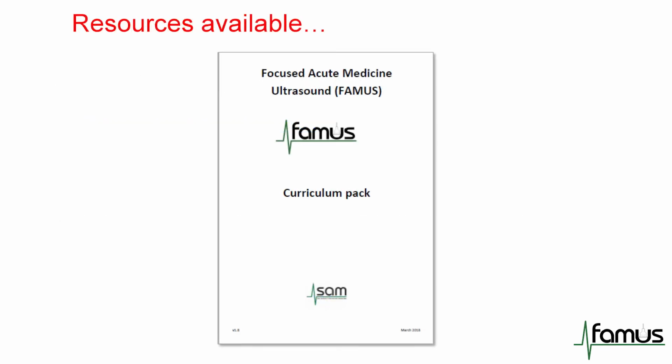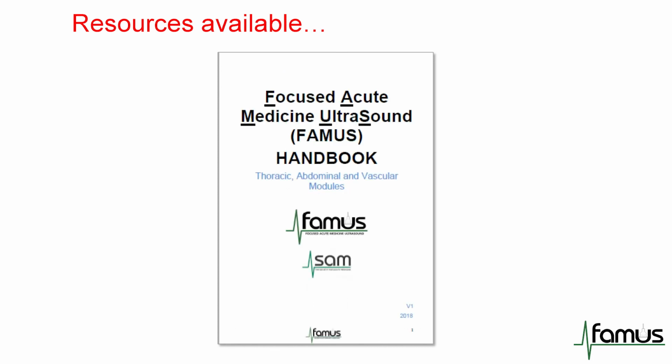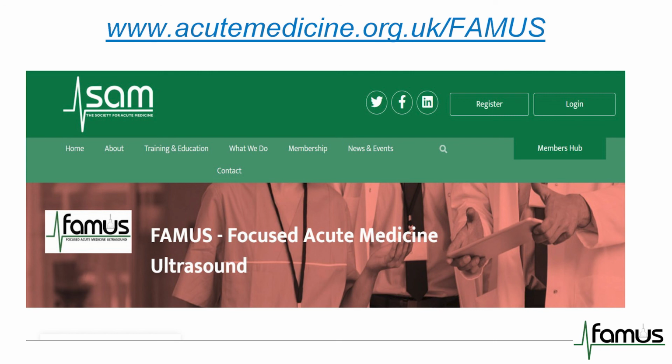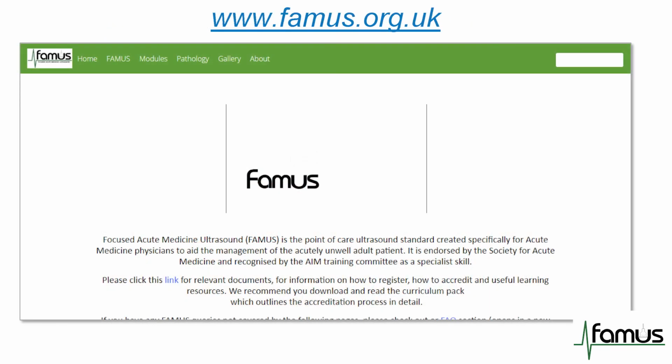The last thing for me to mention is that there's lots of resources available, many of which you'll already be aware of. The first of these is the curriculum pack, which is downloadable from the website, and you may well have already seen. This contains everything I've already talked about. There's also a FAMUS handbook, which course attendees will be given as a standard part of their course attendance process, and again underlies more of the detail of the theory behind all of these modules. And there's the Society for Acute Medicine and FAMUS websites, both of which are accessible and free with lots of resources.